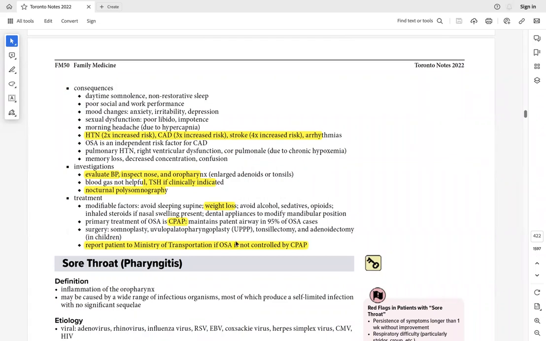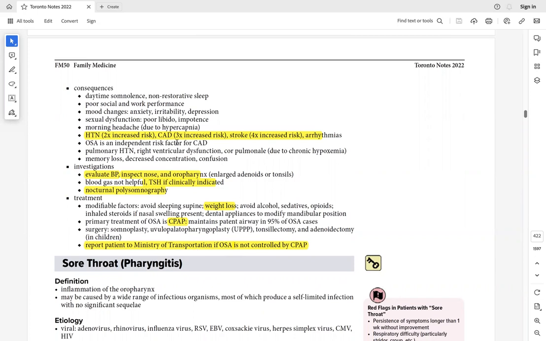Remember, they will just give you obstructive sleep apnea. The patient is having obstructive sleep apnea. What is the next step after CPAP, or he's trying everything and nothing is getting better? Then report to the Ministry of Transportation.